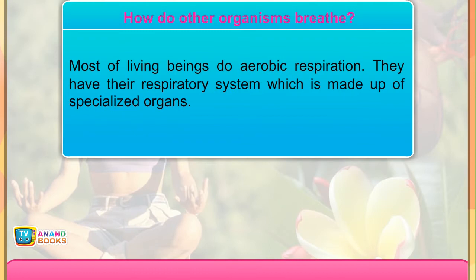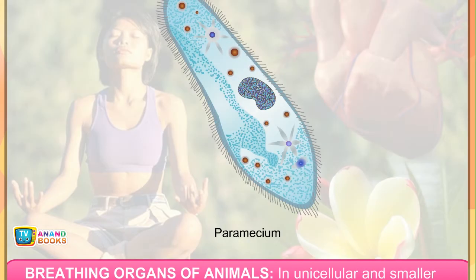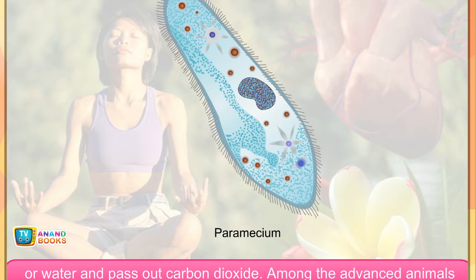How do the other organisms breathe? Most of the living beings do aerobic respiration. They have their respiratory system, which is made up of specialized organs. Breathing organs of animals. In unicellular and small multicellular animals, all the cells take up oxygen directly from the air or water and pass out carbon dioxide.